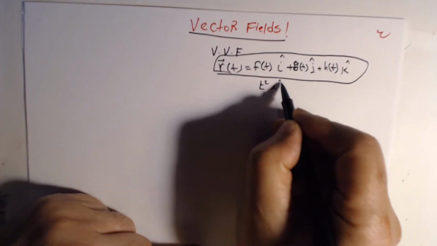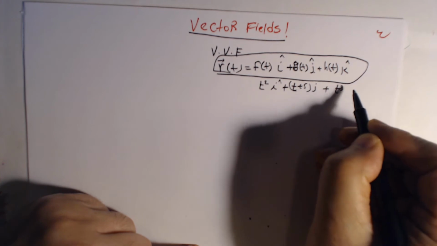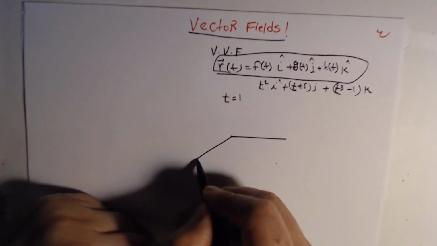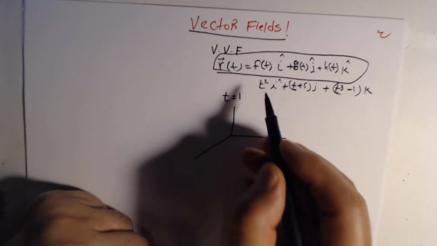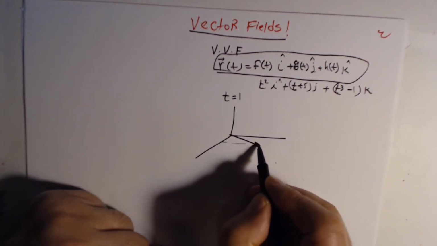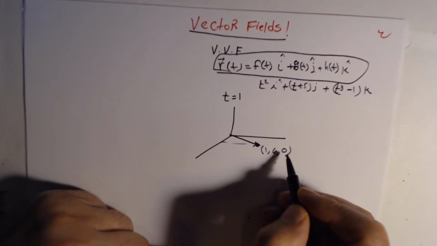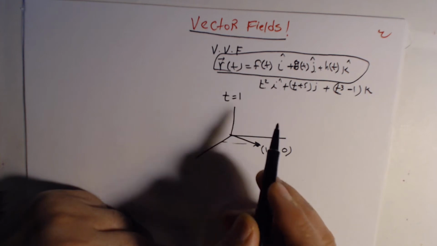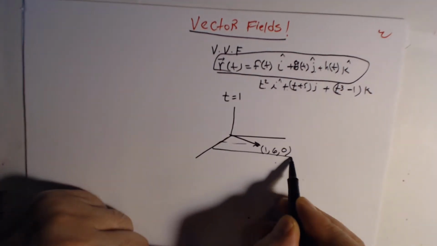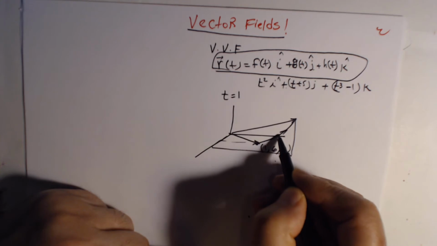Like if I had 2t squared i plus (t plus 5)j plus (t cubed minus 1)k, at t equal to 1, the position vector was 1, 6, and 0. That represents the position vector to that point, which my x was 1, my y was 6, and my z was 0 at t equal to 1. Then at t equal to 2, I got to 4, 7, 8 minus 1, and a 7. And at t equal to 2, I got to that point, and that creates a path.